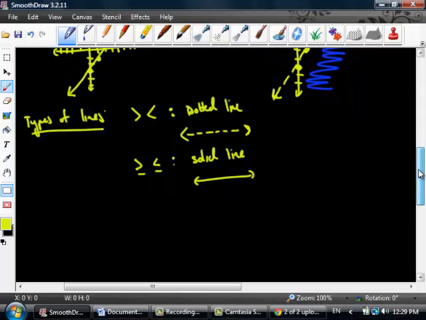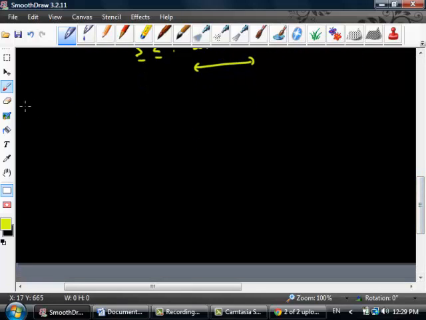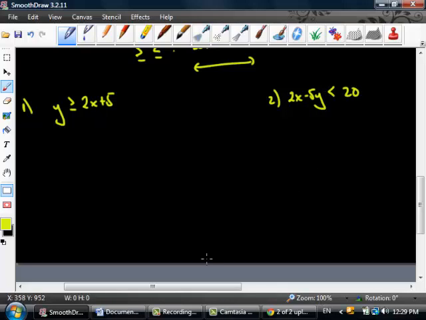So it seems like you guys already know what you're doing, so let's give you two on your own to do. Let's just start off with number one. If I give you y is greater than or equal to 2x plus 5, go ahead and graph and shade that one. For number 2, I threw a little bit of a twist in there. It's 2x minus 5y is less than 20. Now, with number 2, there's a little bit of a twist. You might want to convert it. Give it a shot.